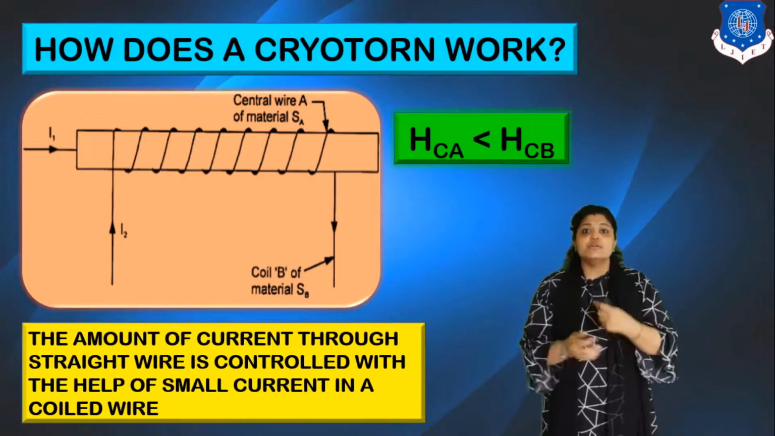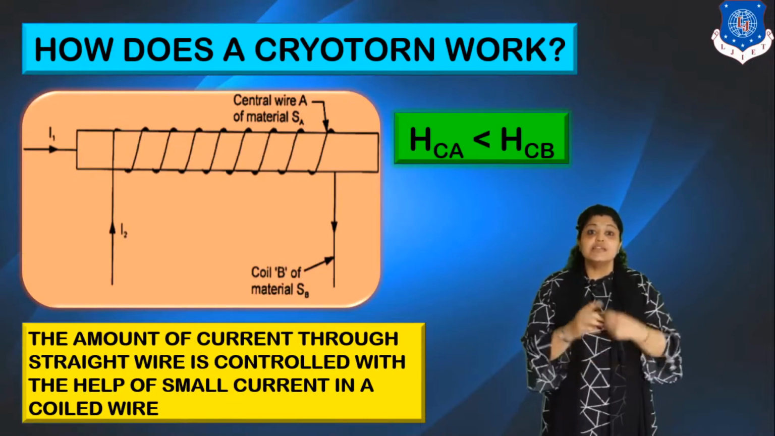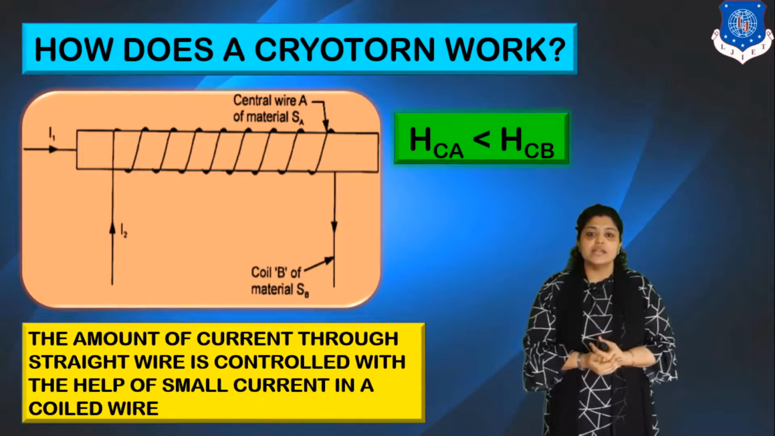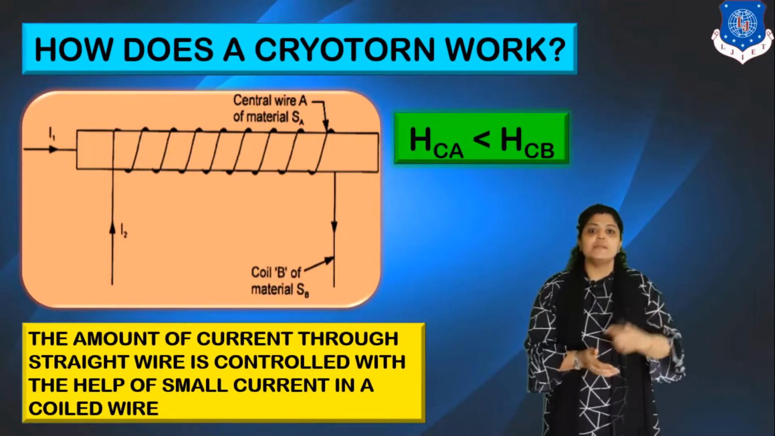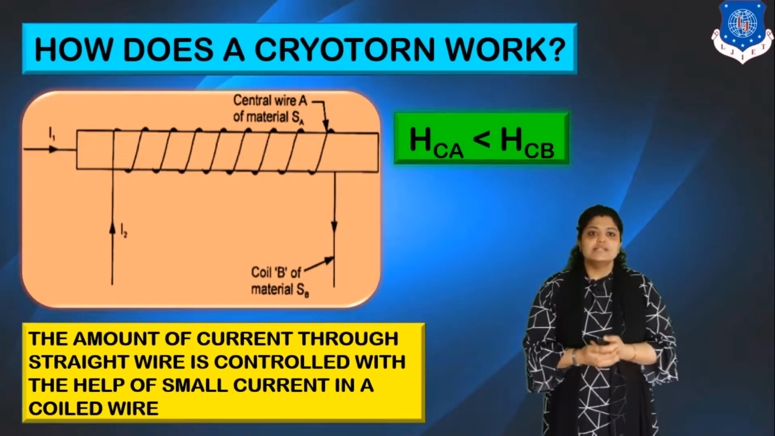So if this cryotron is used in any circuit, how will it act as a switch? If the current through the winding has increased, the core will lose its superconductivity and there will suddenly be a drop in current in the core. So this was just about the working of the cryotron.